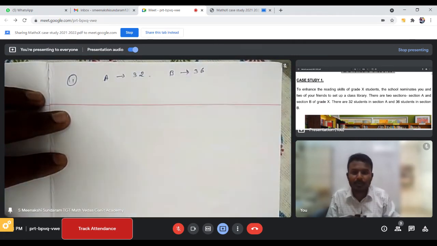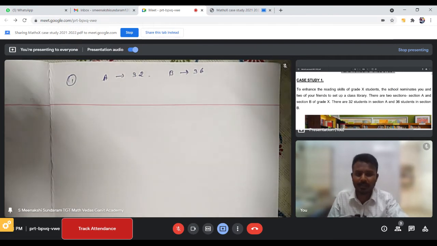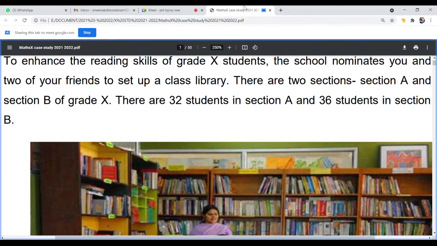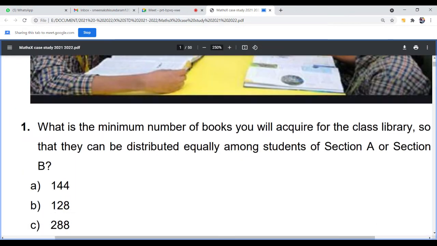That's all, right? Whenever they give any case study problem, first you just read the statement and try to get the information from the statement. In the statement, the information is session A has 32 children and session B has 36 children. Clear? Okay. Now we can enter the first question. So it is a situation now, and from this situation they have raised the first question.